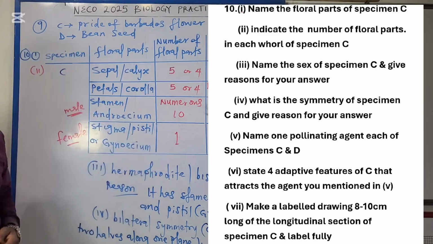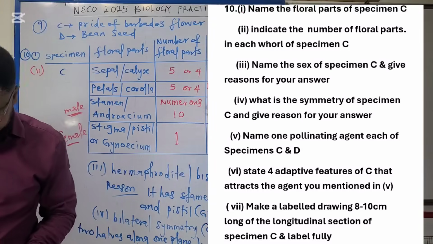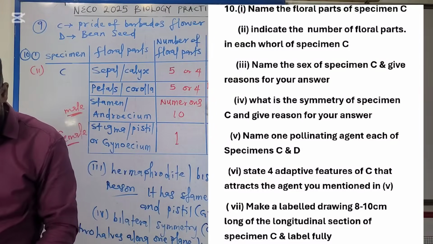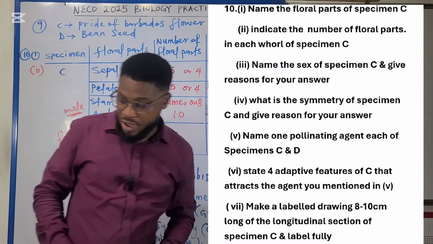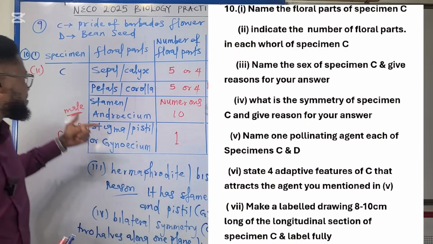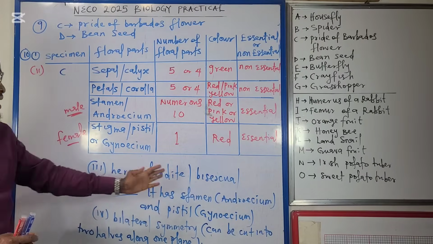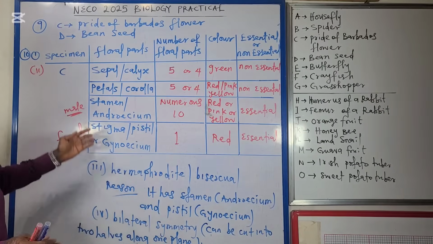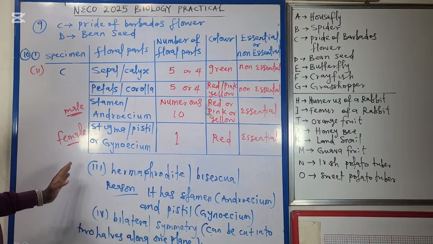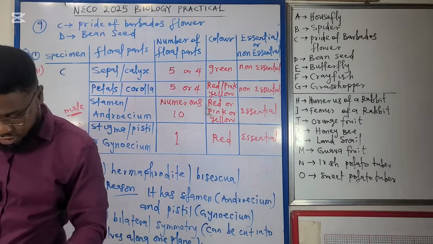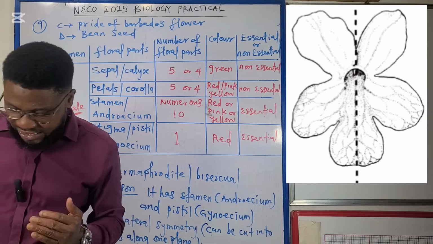Moving on to the next question, question 10, Roman figure 3 says, name the sex of specimen C and give reason for your answer. We should name the sex of the Pride of Barbados flower. Of course, because it has the male and the female part, it is a hermaphrodite, or you say bisexual. And the reason is this: it has the male and the female parts. That answers that.